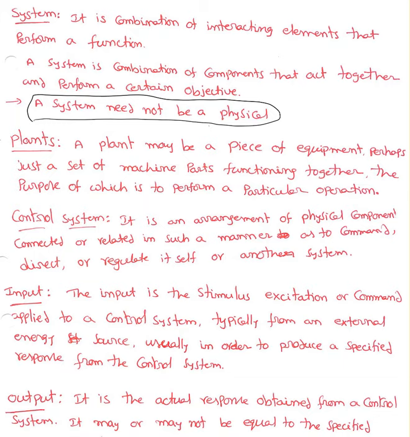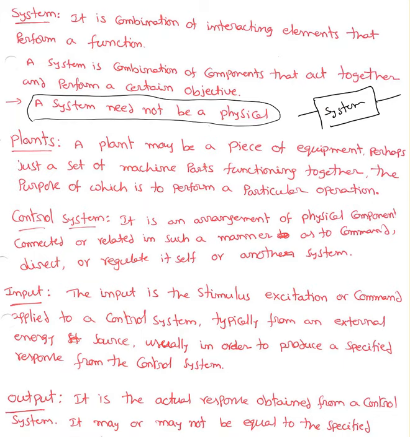Another definition of a system is a combination of components that act together and perform a certain objective. So to perform a certain objective, we combine individual elements to make a system. In this class, we're going to represent a system with a small rectangular box. So here is a system. That is a system.